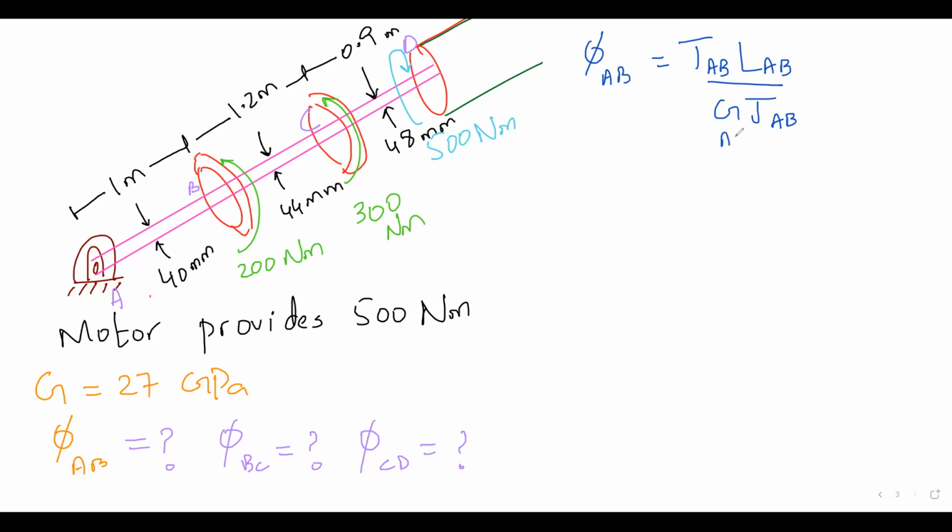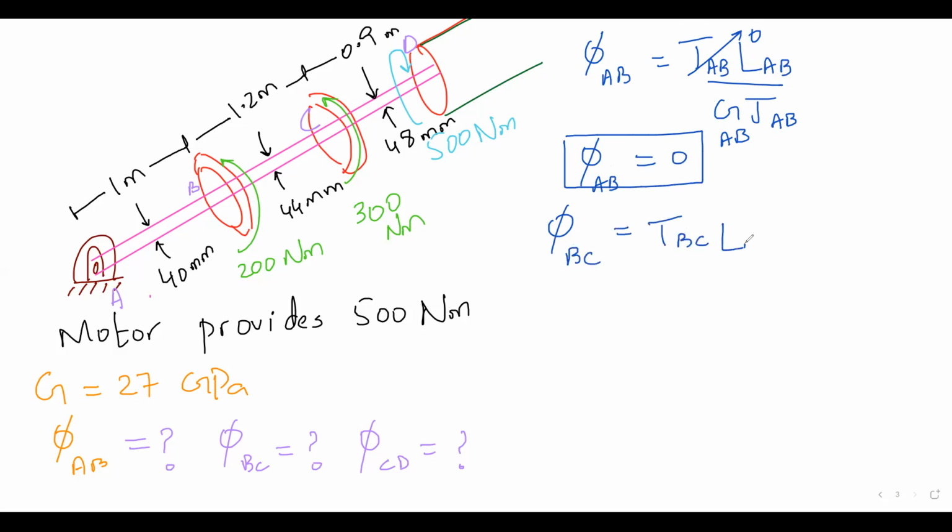One of the students has told us this is 0. Boom, 0. No twisting happening in this chunk. Then phi BC equals TBC LBC over GJBC, the same G because it's one shaft. In order to find the TBC, again, you can make a cut.